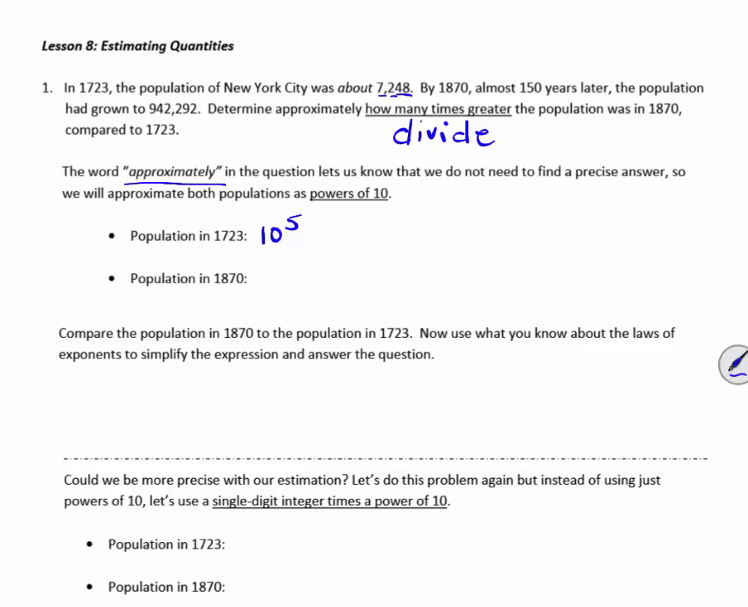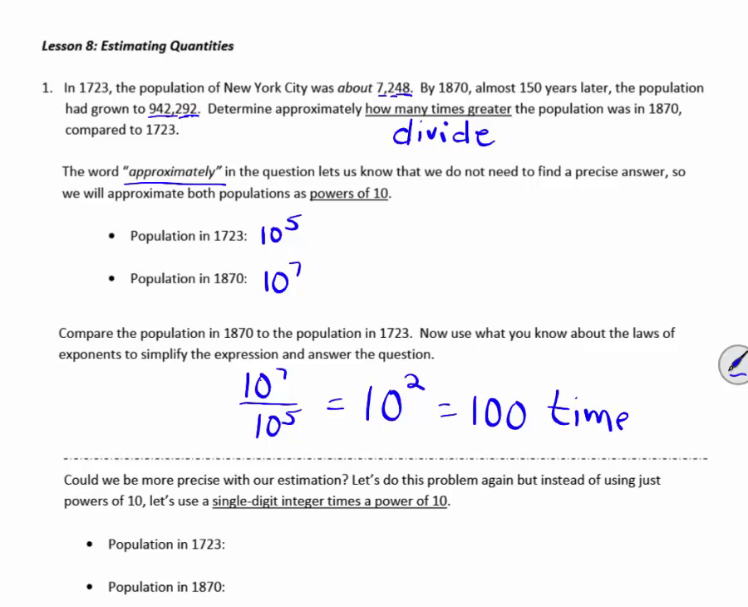For 1870, we have 1, 2, 3, 4, 5, 6. So we add 1, that's 10 to the 7th. So now we're going to divide. We're dividing 10 to the 7th divided by 10 to the 5th. This is from the first part of the chapter. My bases are the same, so we keep the base, subtract your exponents, 10 squared, which would be 100. So the population in 1870 was 100 times bigger than it was in 1723.